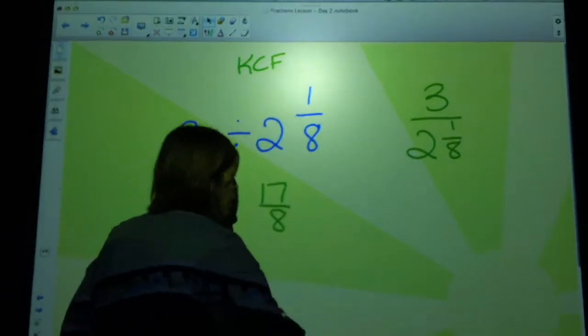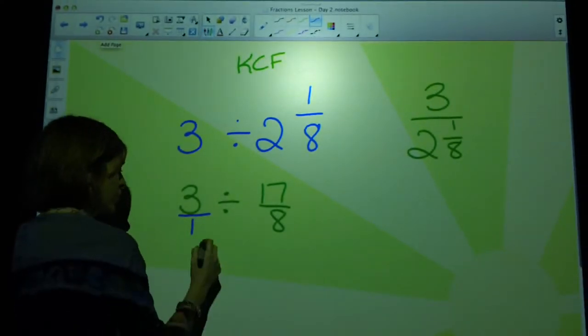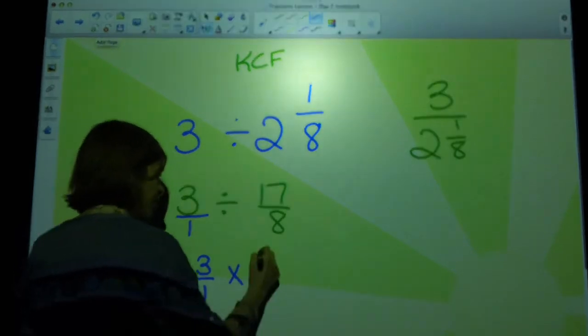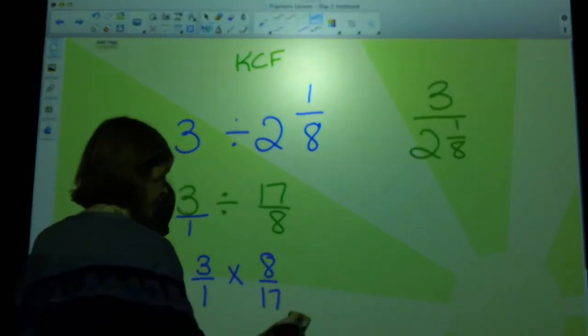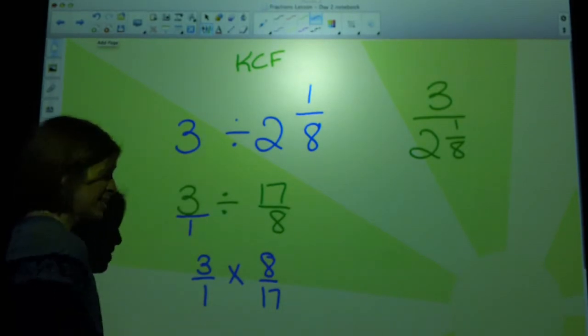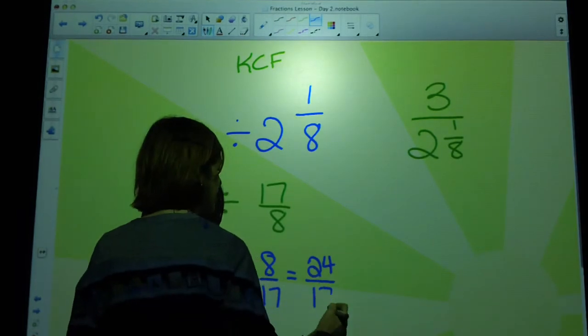I see this whole number. I'm going to make it easy for myself, and I'm going to write it over 1. So 3 over 1. I keep, I change, I flip. Okay? I simplify if I can. In this case, I cannot. So I then multiply. So 24 over 17.